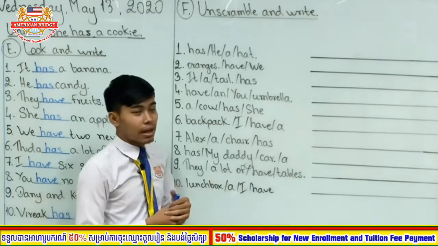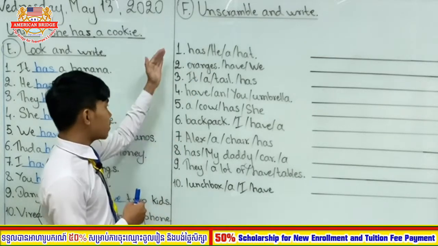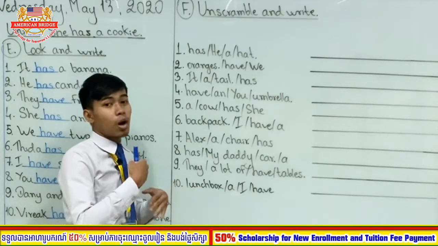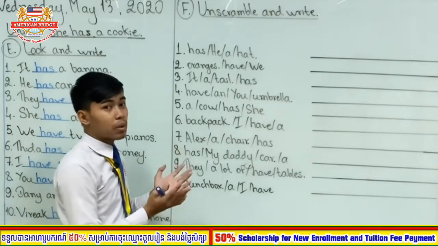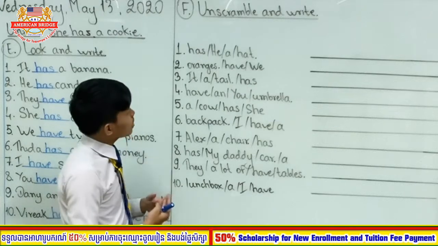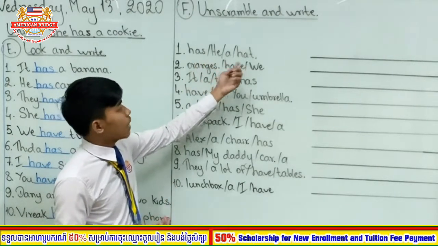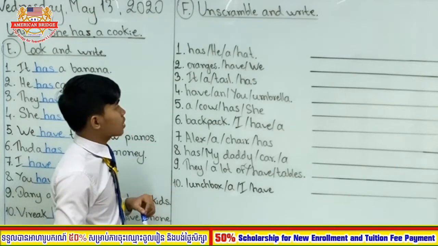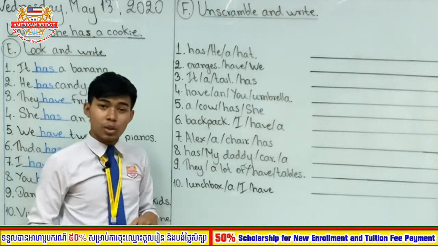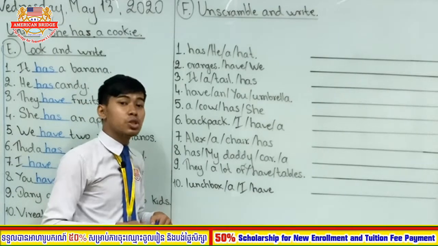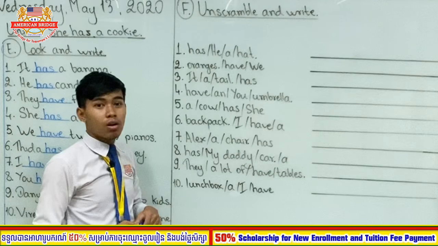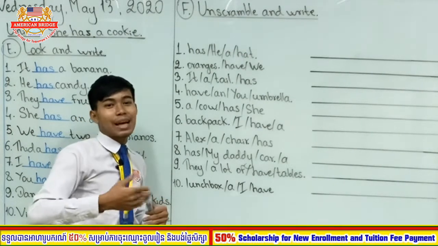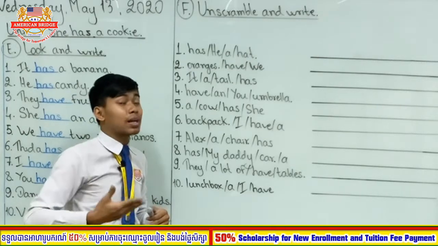Okay, so exercise F, unscramble and write. Here you can see number 1 to number 10, right? They are not in the correct order, so you have to unscramble them into a correct sentence. Example number 1, "has he a hat." So you have to write it in the correct way. What is your answer for number 1? I will tell you one tip that you should use when you face this exercise. When you see the capital letter, that word is the first word of the sentence.